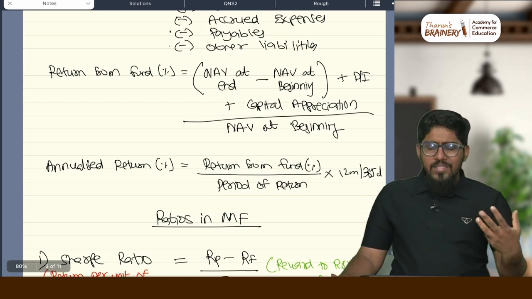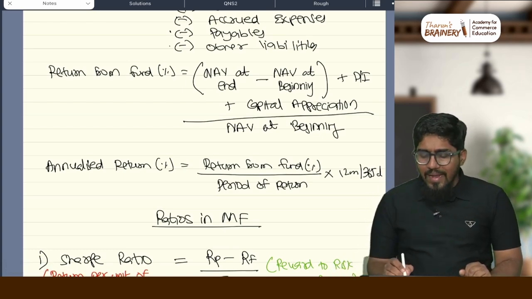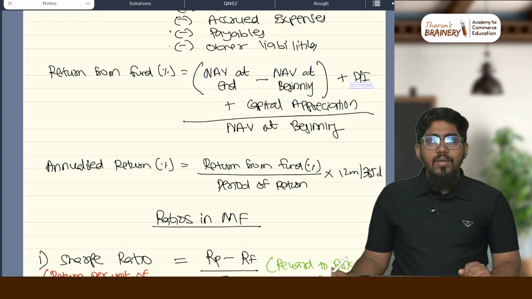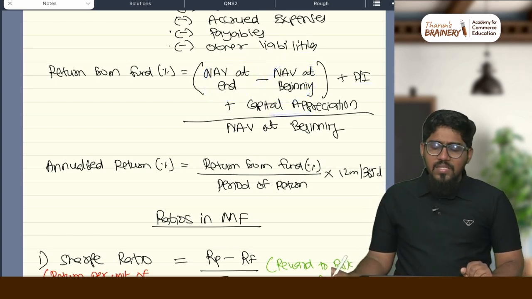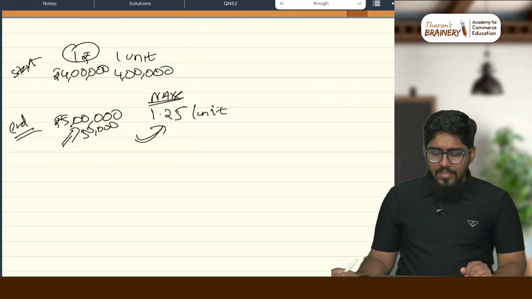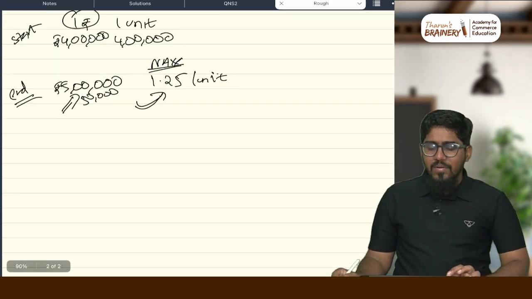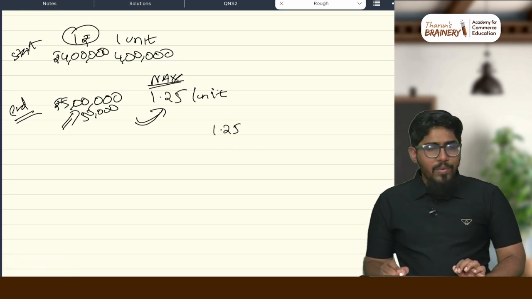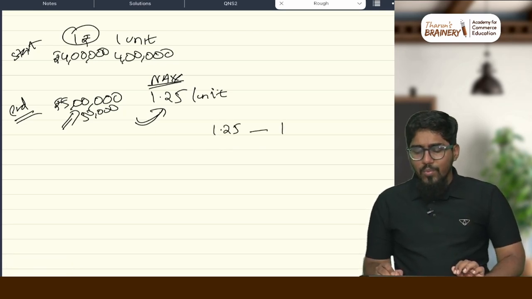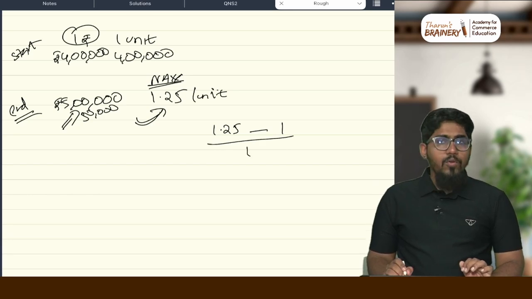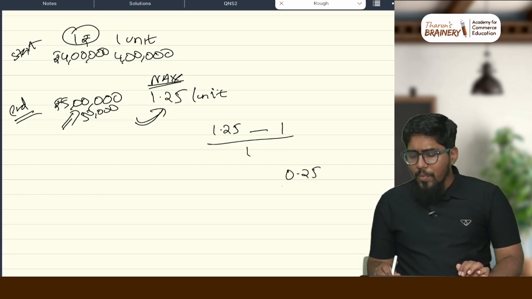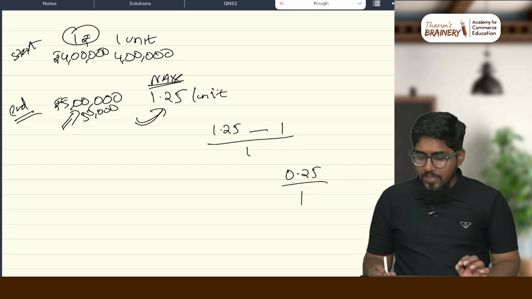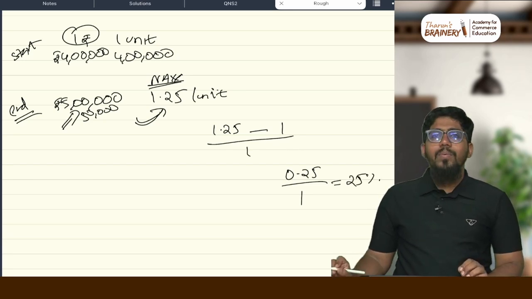Okay. Sir, next one, what is the return from the fund? If someone is asking what is the return from the fund, it is nothing but NAV at the end minus NAV at the beginning, plus any dividend or interest which I have received, plus any capital appreciation that I have received, divided by NAV at the beginning. For example, my NAV at the end was 1.25, my NAV at the beginning is 1 rupee, and I have invested 1 rupee. So I have earned 0.25 rupees on 1 rupee, which means that my return is 25%.